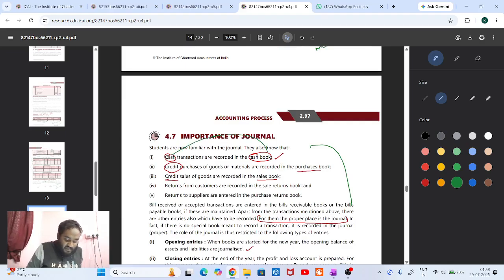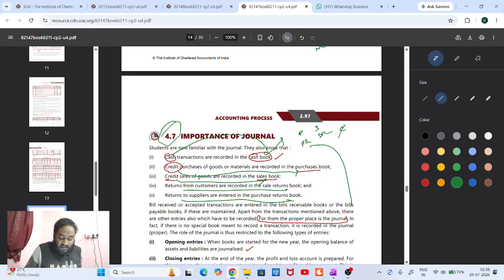Cash transactions are recorded in the cash book, which is in the next unit. Credit purchases of goods are recorded in the credit purchase book. Credit sales go in the sales book. Returns from customers are in sales return. Returns to suppliers are in purchase return. Basically, they are purchases, sales, purchase return, and sales return. These are recorded here. Cash is not recorded here because cash is recorded in the cash book.